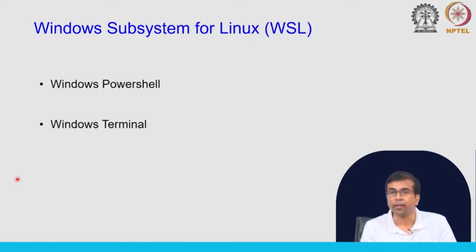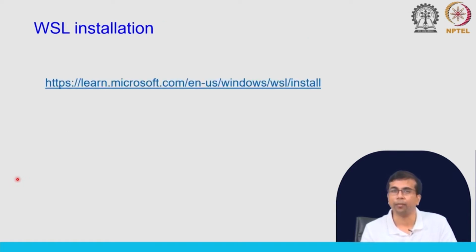To run this, we will have to use something called Windows PowerShell or Windows Terminal. We can simply search and install it from the apps, and once you run it, you can then install the Windows Subsystem for Linux. For installation, please have a look at this link, which has detailed instructions on how to do this. It is actually very simple in newer systems.